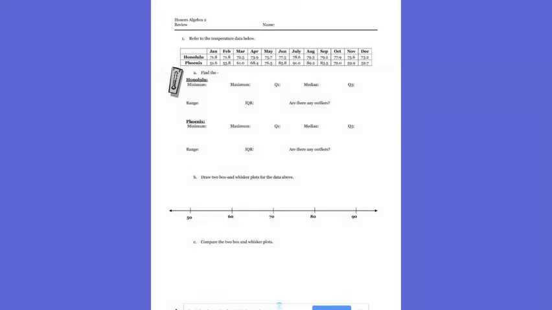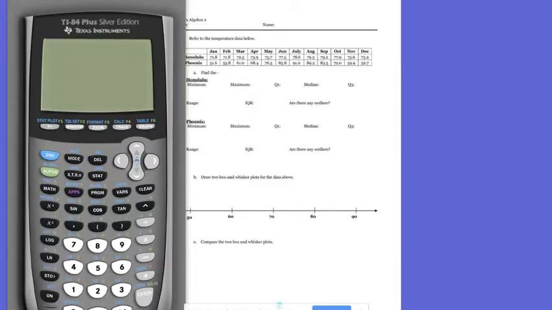The review for the Algebra 2 test on data displays and statistics. I will be using my calculator. If you have Desmos, you need to know how to work that.